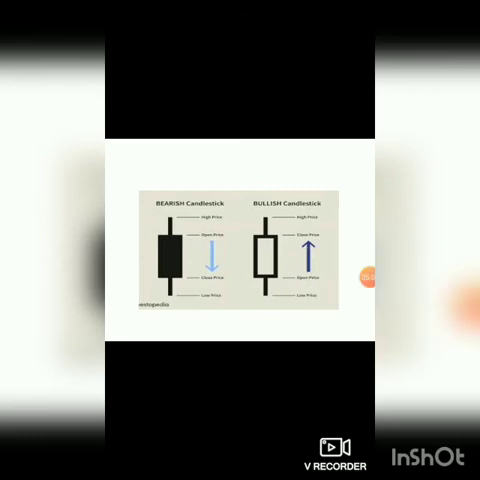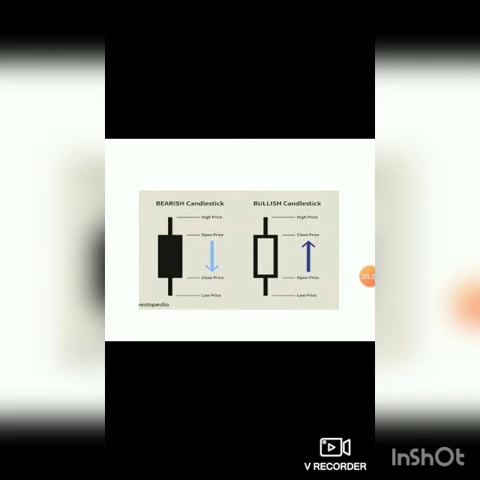This means that there is less demand for this product at that particular price, so the seller kept on decreasing its price until it reached a certain price, the closing price, which is lower than the opening price. This shows that the sellers' activity is more in this case.